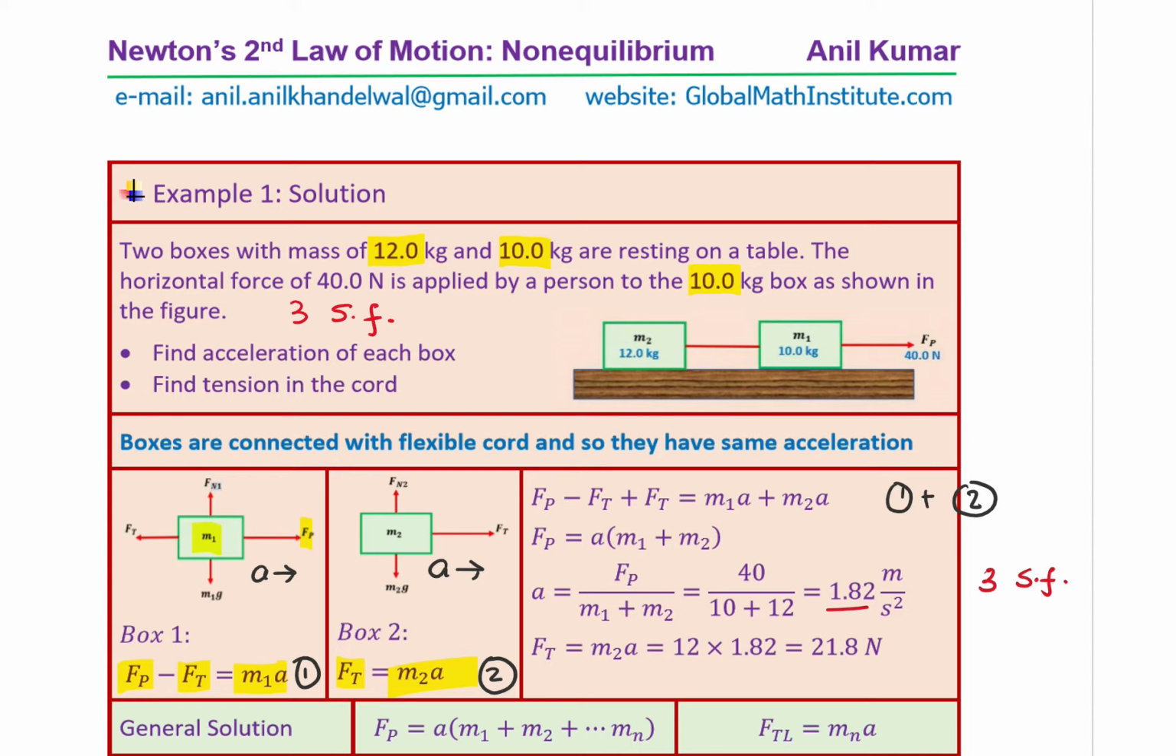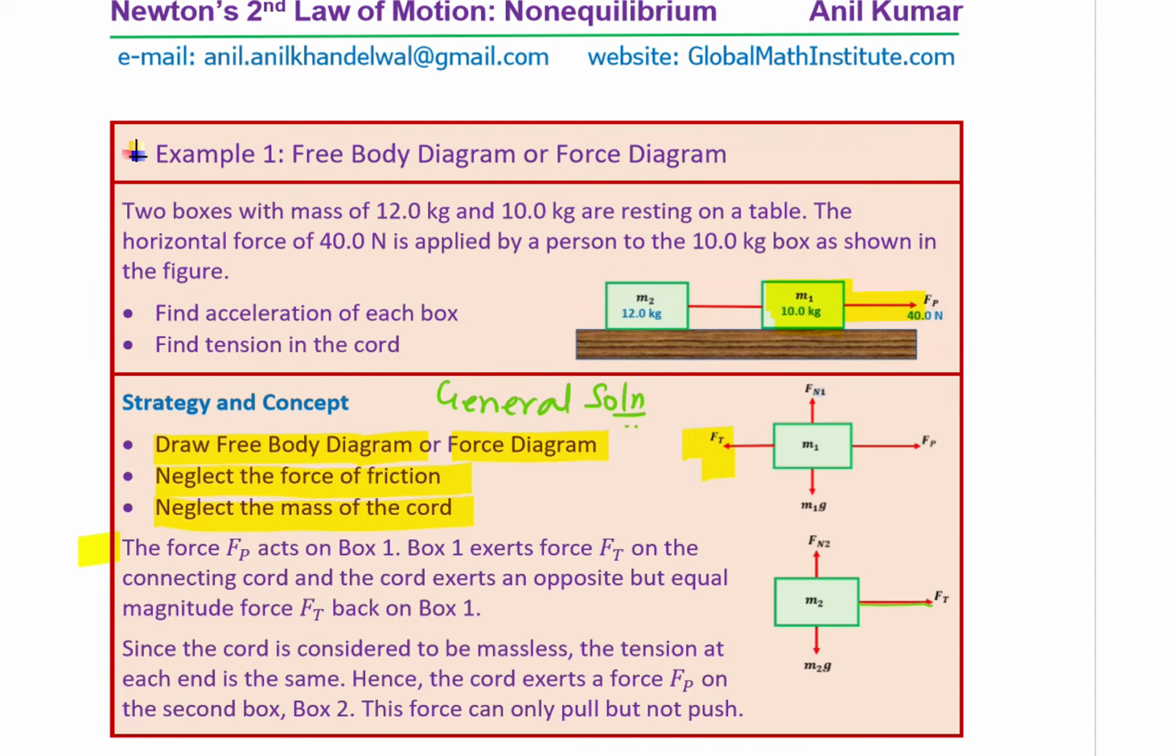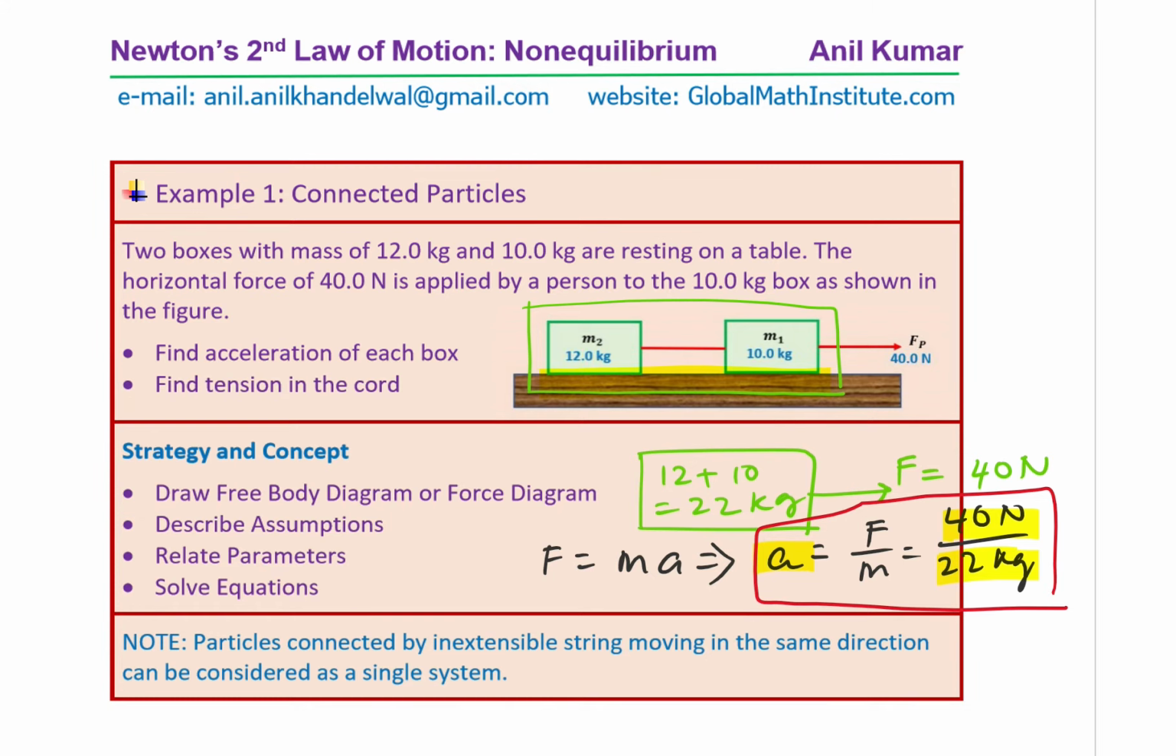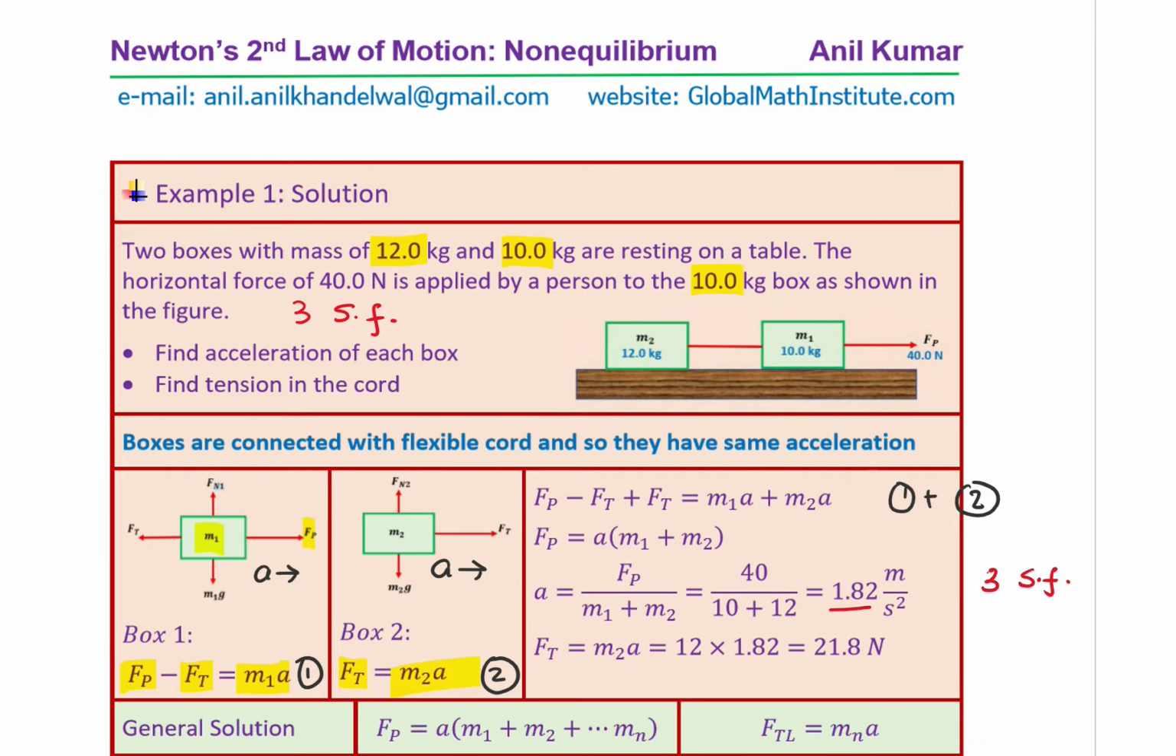Right. Now you recall in our previous example, if we treat the system as just one, then we can find acceleration directly, 40 divided by 10 plus 12. And that's what we got here, correct? So this is our first formula. Acceleration is the force with which the whole system is being pulled over the mass of the system. You get the idea, right? So actually we can generalize this. There could be many masses or boxes connected. In that case, we get a general formula as mentioned here, correct?